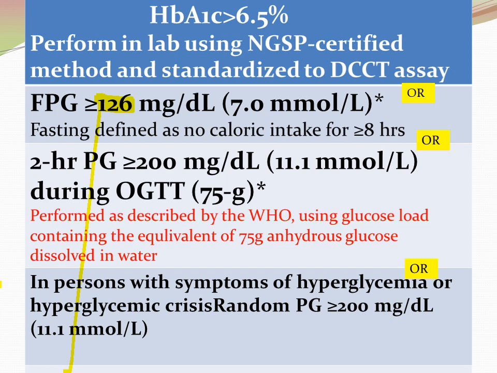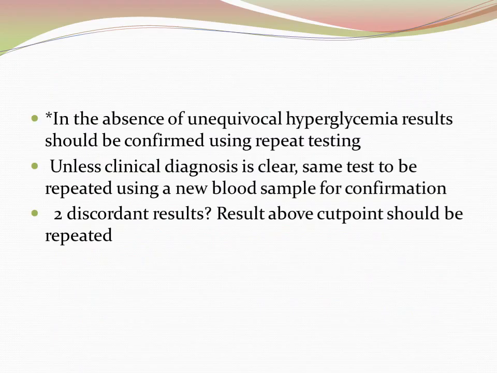Okay, so now let us concentrate on this. In the absence of unequivocal hyperglycemia, results should be confirmed using repeat testing. Unless the clinical diagnosis is clear, the same test is to be repeated using a new blood sample for confirmation. If there are any two discordant results, which is quite possible, the result above the cut point should be repeated. It's all based on the clinician's discretion.